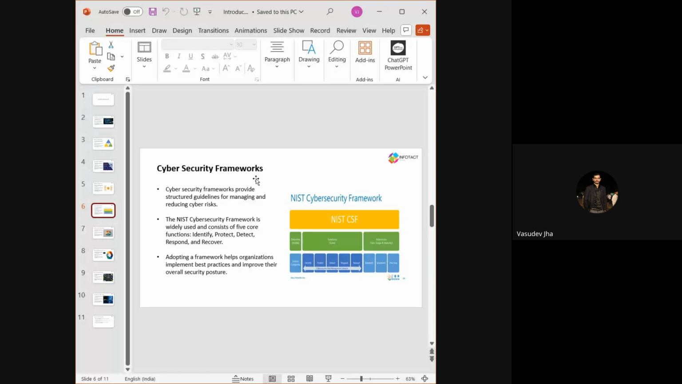Now we have some frameworks. Here we have the example of the NIST CSF framework. Apart from it, we have different frameworks like GDPR or HIPAA. A framework basically provides structured guidelines for managing and reducing cyber risks. OWASP is a framework for web application security testing. So you cannot say it's a cyber security framework; that is especially for web application security testing.